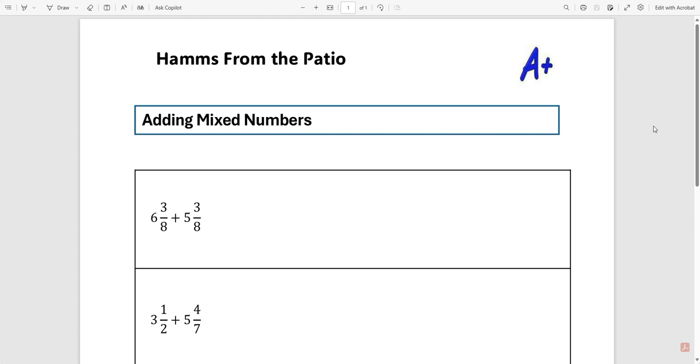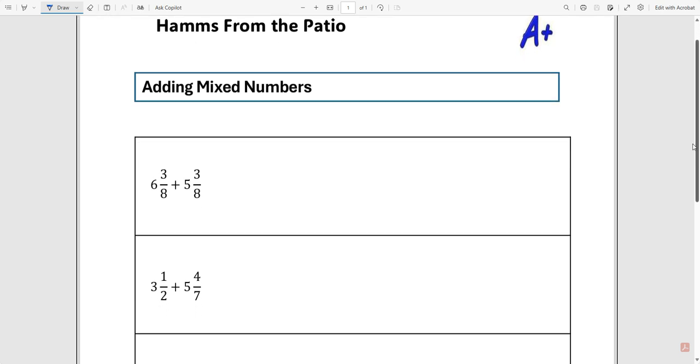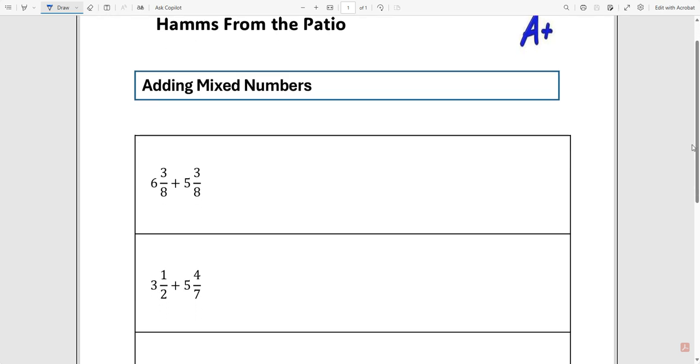When we're adding mixed numbers like we have in the examples on this worksheet, we can simply add the whole parts and then add the fractions. And we can go ahead and do our simplification afterwards.